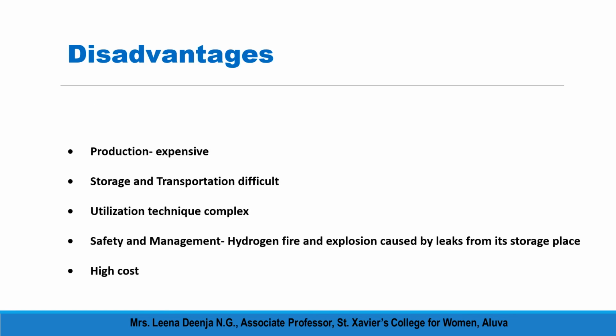Basic issues regarding the use of hydrogen as an energy source are: it is very expensive, and the storage and the transportation is very difficult because it can leak easily through cracks, holes, pores, etc. The utilization technique is very complex, and hydrogen is highly flammable, and the major danger with hydrogen is fire and explosion caused by leaks from its storage place. And its cost is also high.